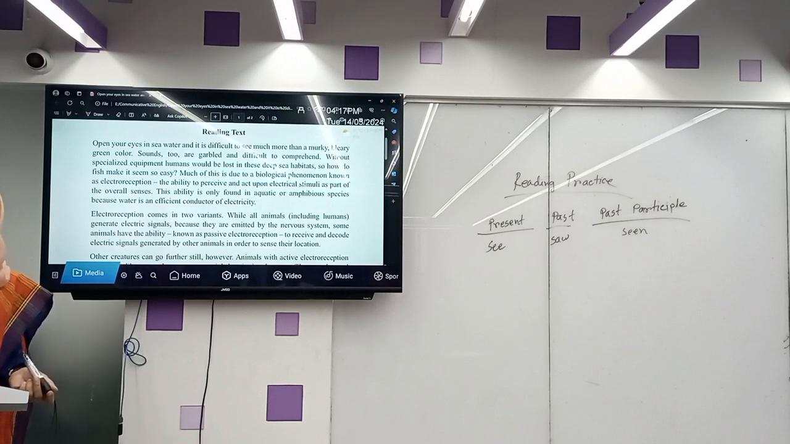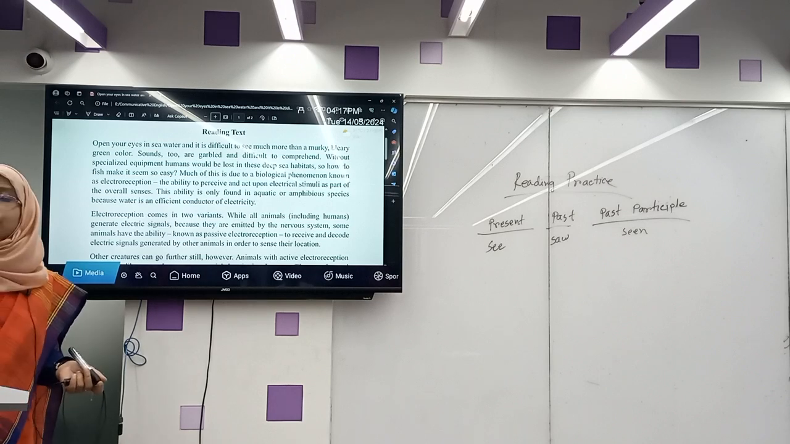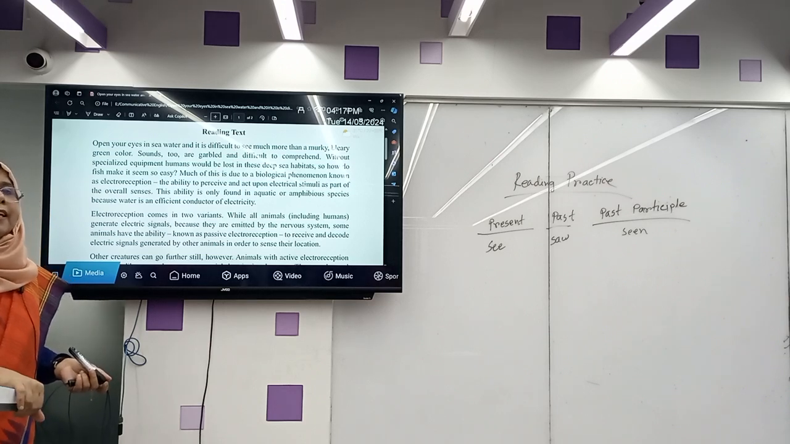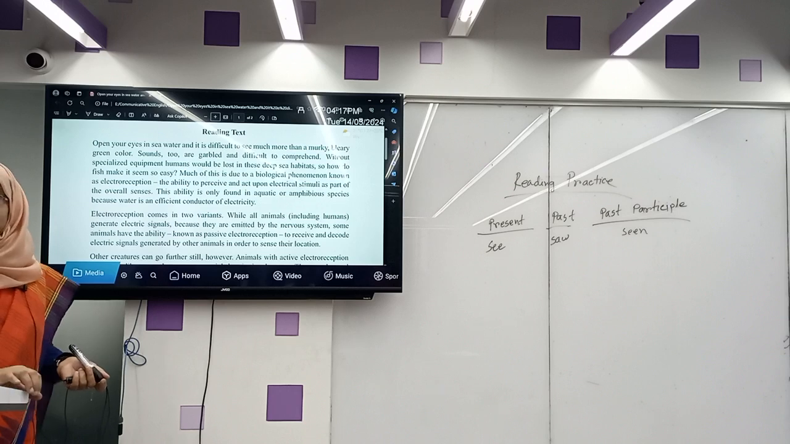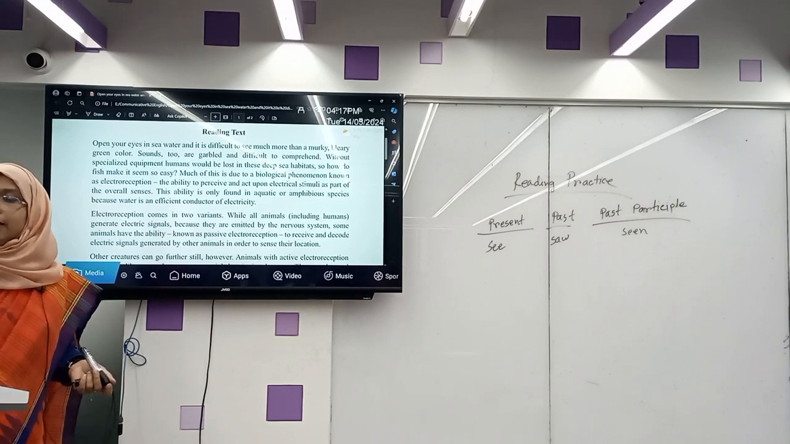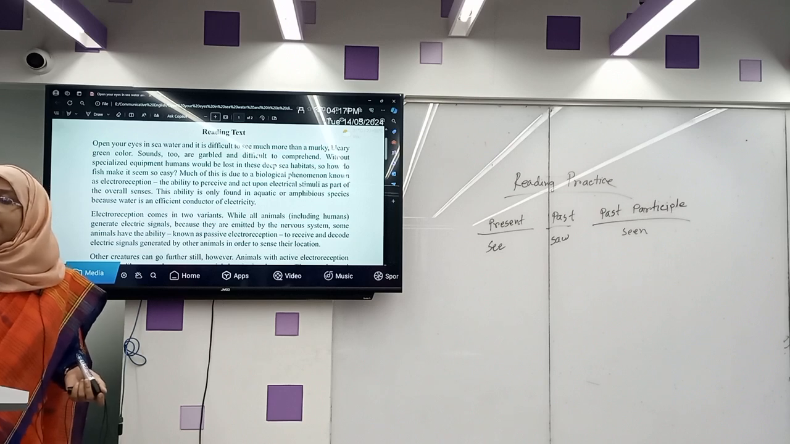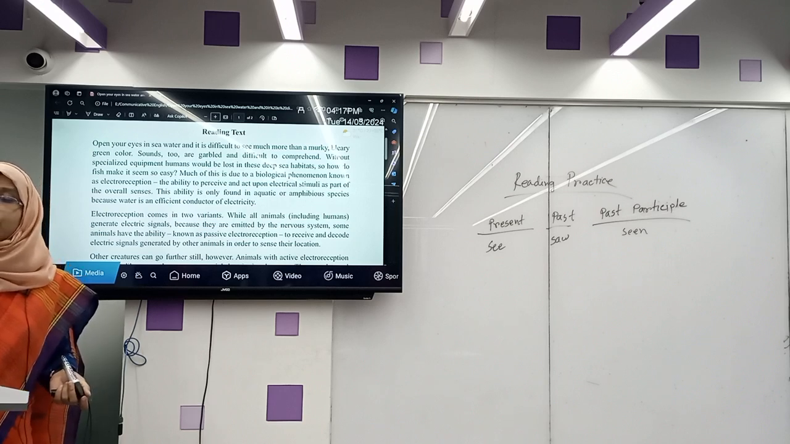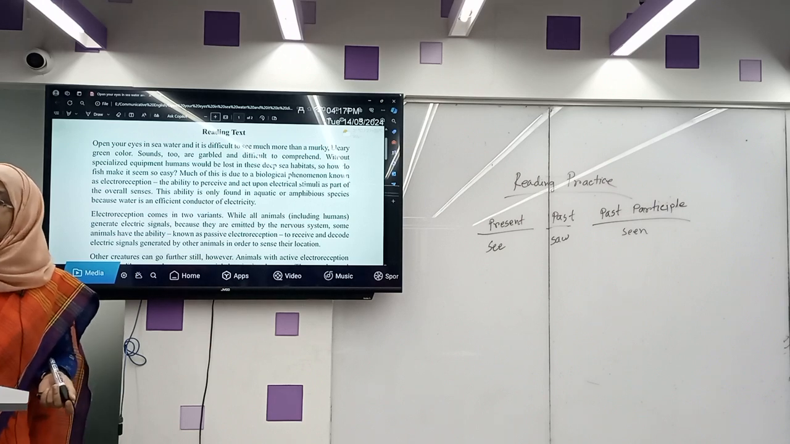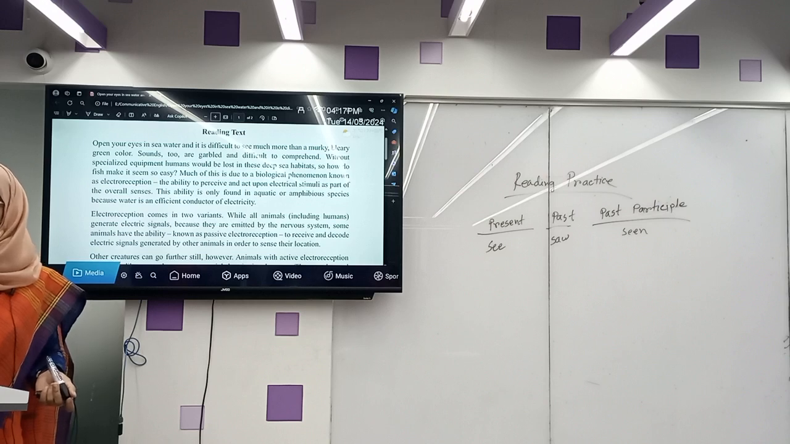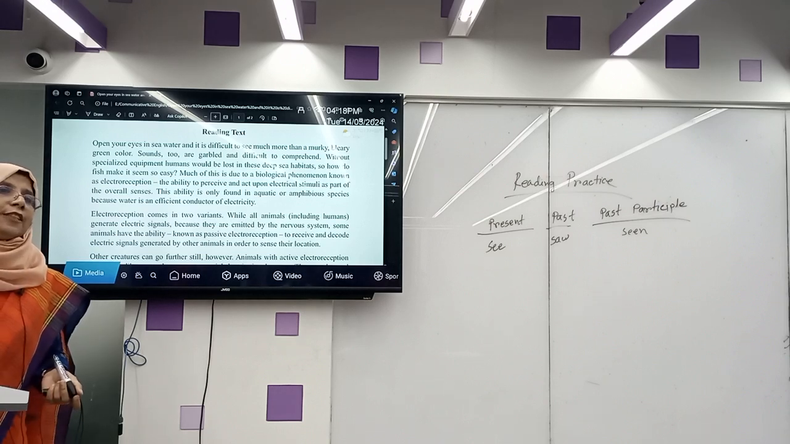Much of this is due to a biological phenomenon known as electroreception. This is the scientific term. It is the ability to perceive and act upon electrical stimuli as part of the overall senses. This ability is only found in aquatic or amphibious species because water is an efficient conductor of electricity.